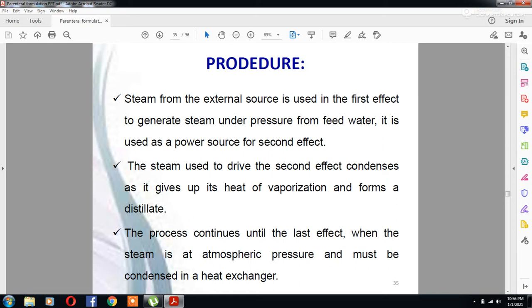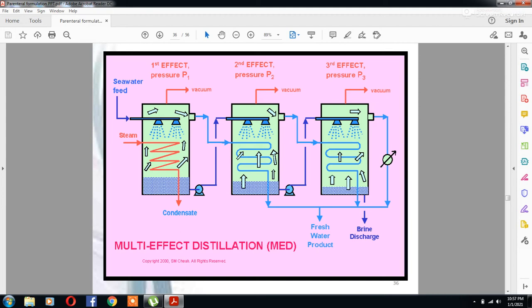Now the procedure for it: steam from the external source is used in the first effect to generate steam under pressure from feed water, so it is used as a power source for the second effect. The steam used to drive the second effect condenses as it gives off its heat of vaporization and forms a distillate. The process continues until the last effect, when the steam is at atmospheric pressure and must be condensed in a heat exchanger.